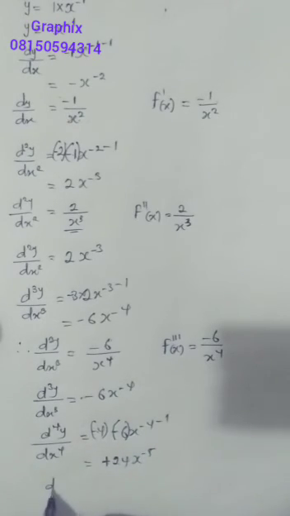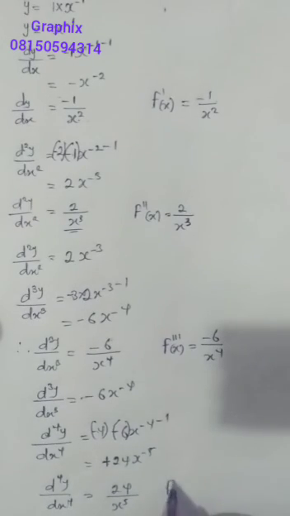So I will now say my d4 y over dx4 will be equals to 24 over x to the 5, or my f to the fifth of x is equal to 24 over x to the 5. Please understand that concept. Thank you.